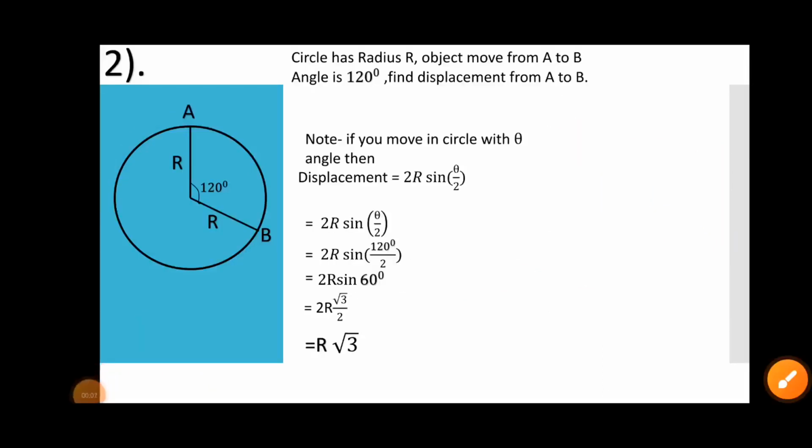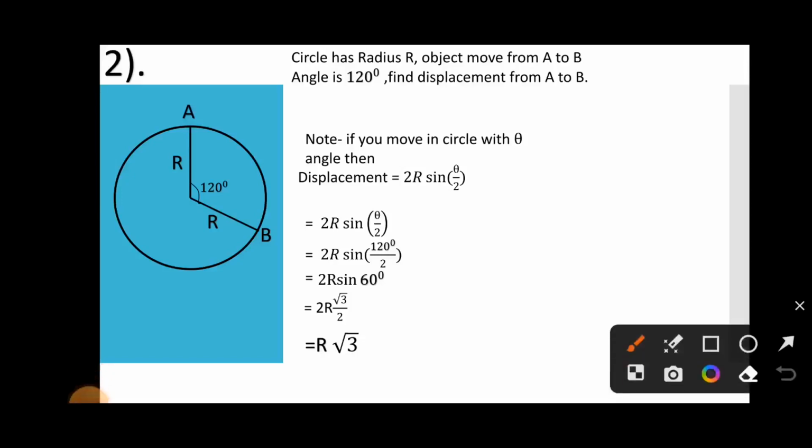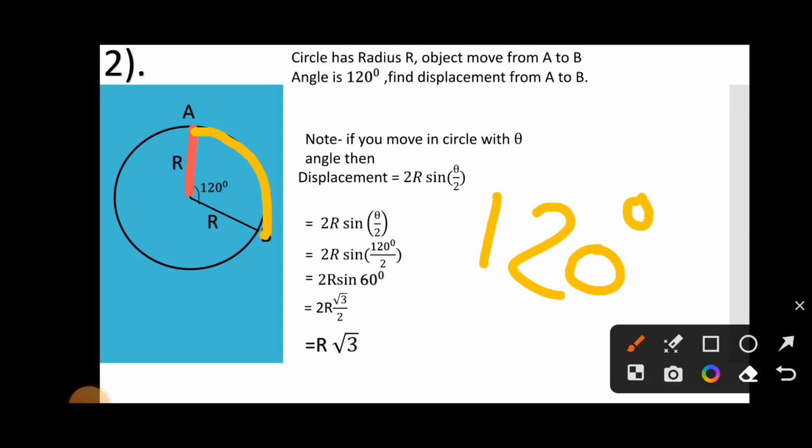Here, consider another example. The circle has radius r. An object moves from A to B with angle 120 degrees. Then find the displacement from A to B.